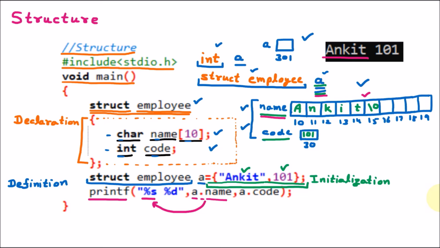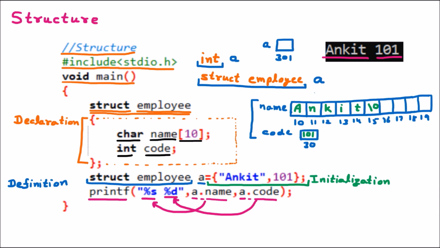Then afterward we have %d, which is for the integer value. Then afterward we have A dot code. From the variable A, which is a structure variable, we have the code. So this code we have taken and shown. Here A dot code we have given to %d, and it is showing 101. So this is how we can declare, define and initialize a structure, and we can show its value.